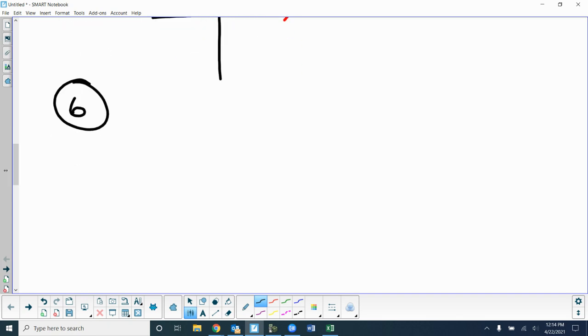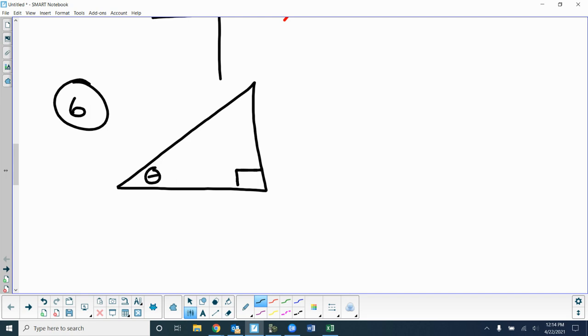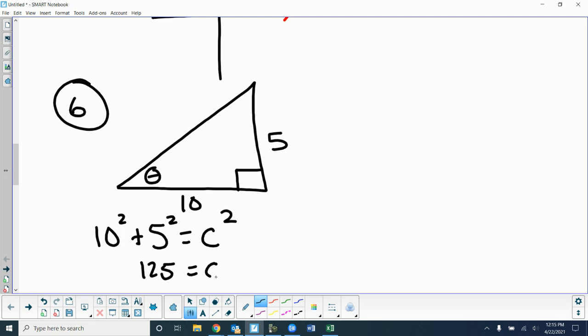Okay. Now, number 6. I gave you a picture again. Very similar to 4. But it's like number 1, you had to find all 6, right? I gave you that A was 10 and B was 5. So 10 was here, the 5 was here. I have to find C. How do I do that again? A squared plus B squared equals C squared, right? 125 is 125. And then take the square root, right?